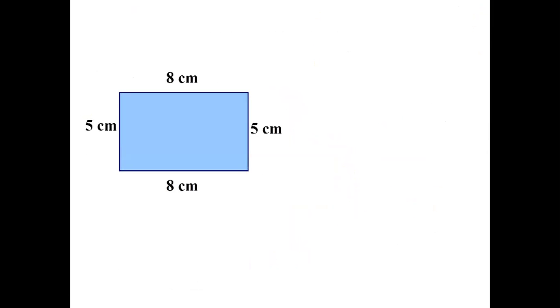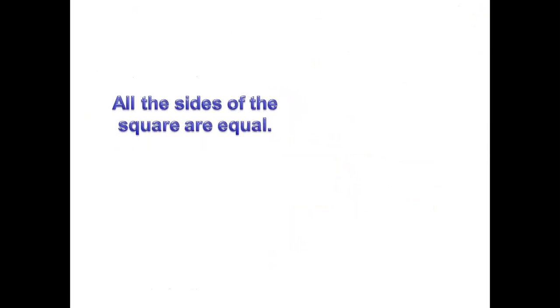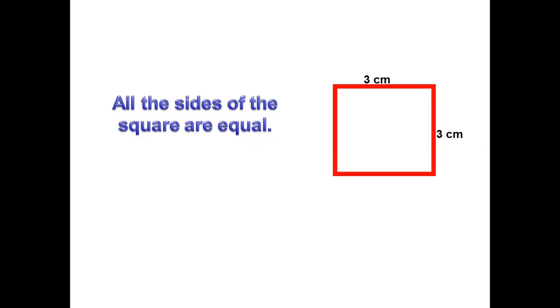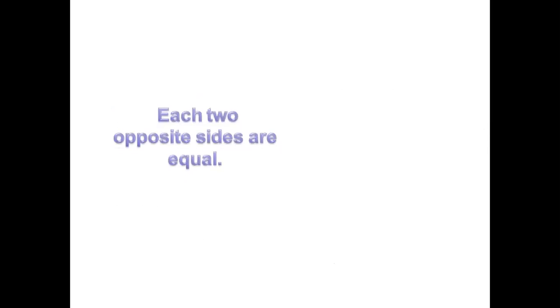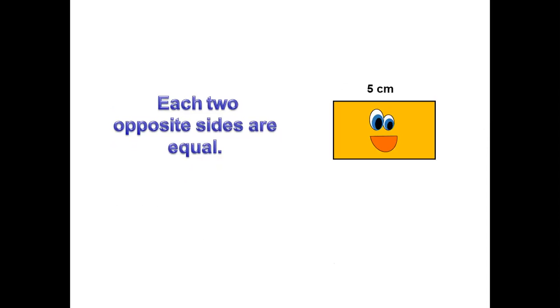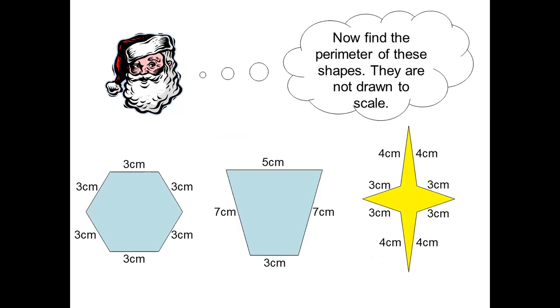In this rectangle, I'm going to add 8 plus 5 plus 8 plus 5, which will be 26. All the sides of the square are equal, so if I have 3, it will be 3 plus 3 plus 3 plus 3, which is 3 multiplied by 4. Each two opposite sides are equal in a rectangle, so I'm going to add them all together.